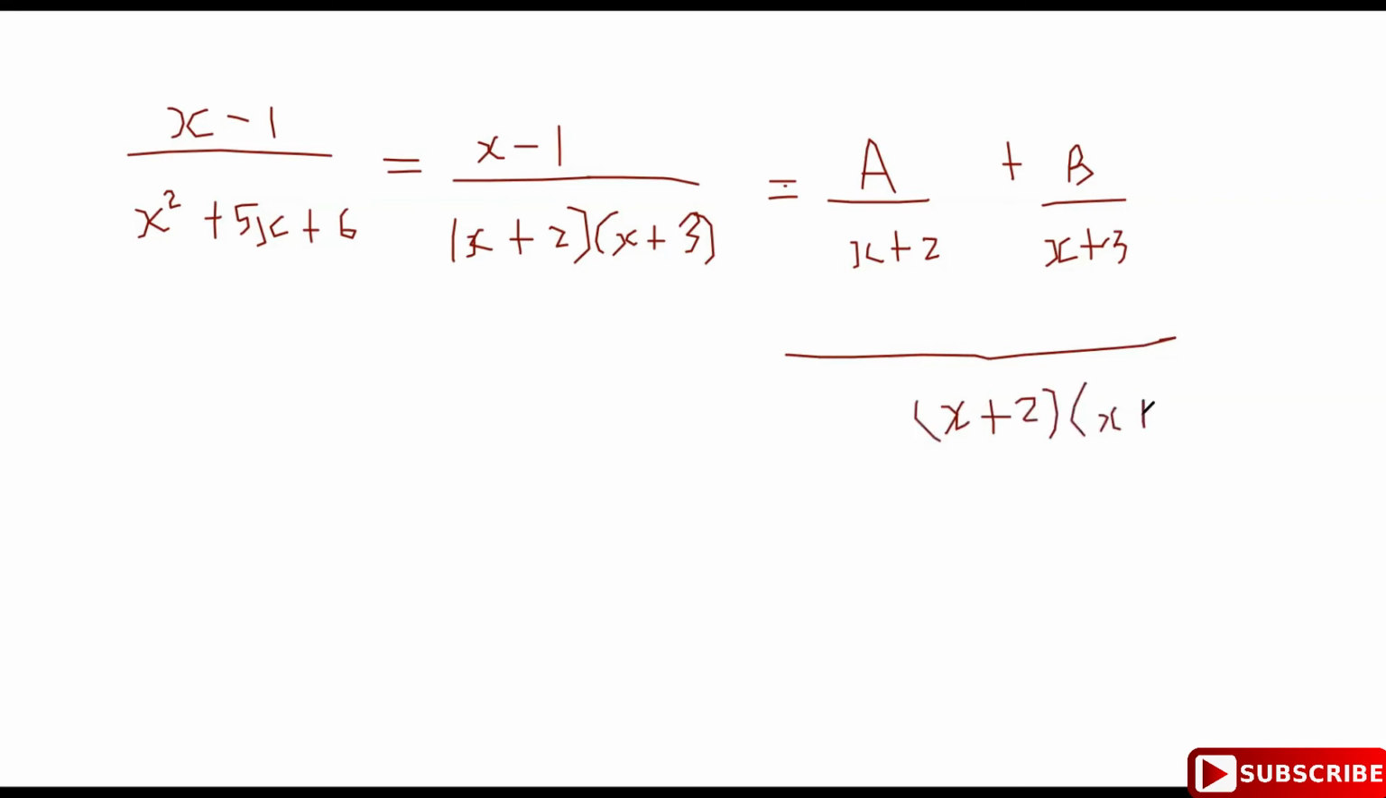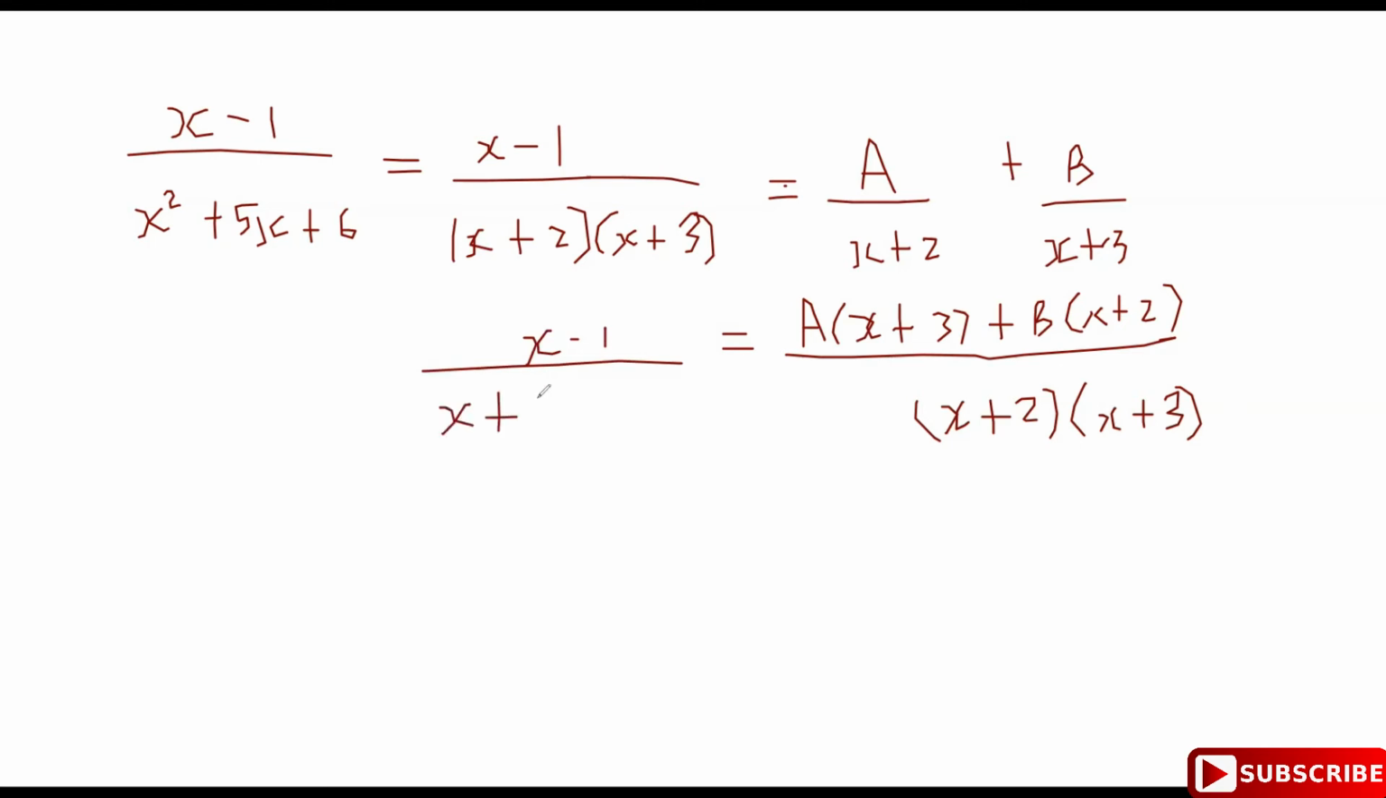Now what we're going to do is say x plus 2 into this denominator, leave x plus 3. So this works out to be a times x plus 3 plus b times x plus 2. That's what we're going to have. And so what is this working out to be? Of course, we're going to equate numerators. That's the next step.